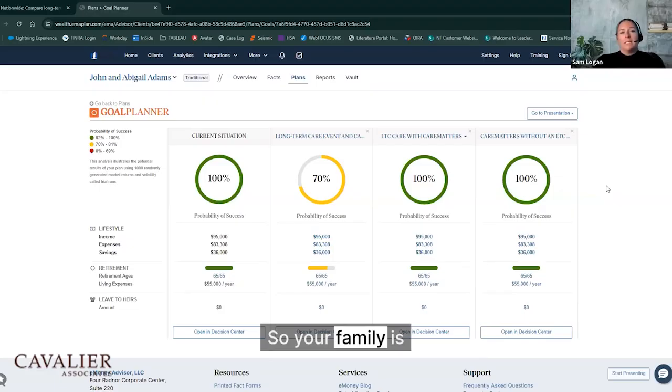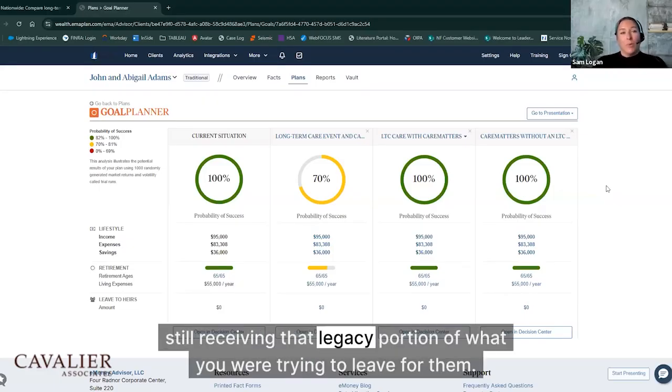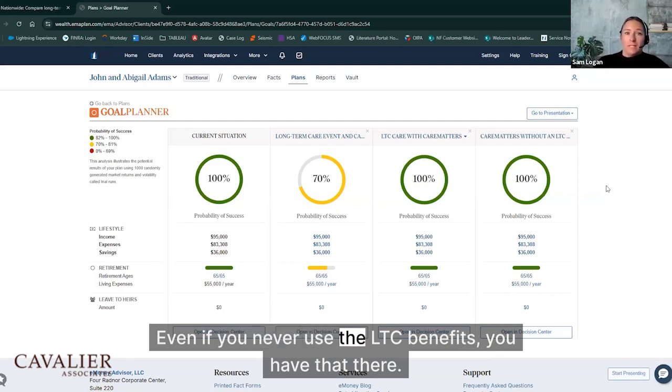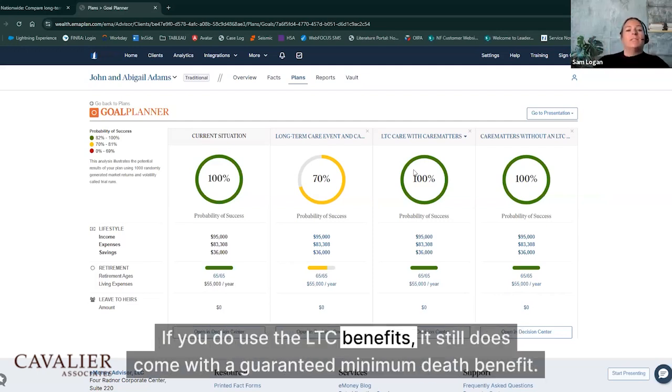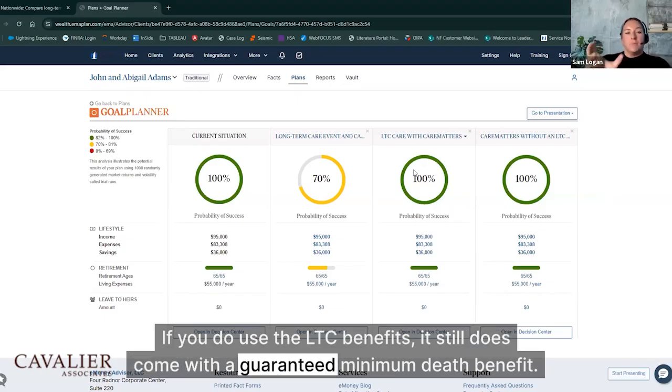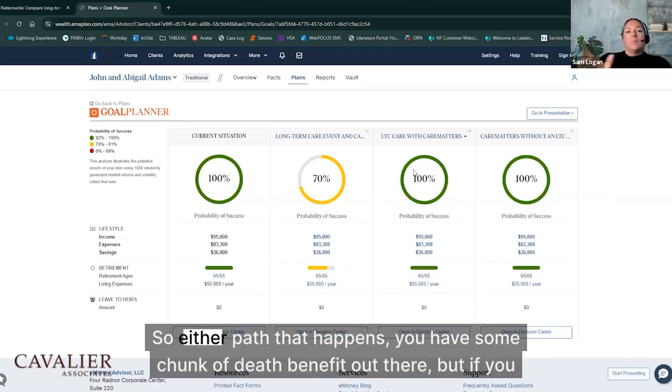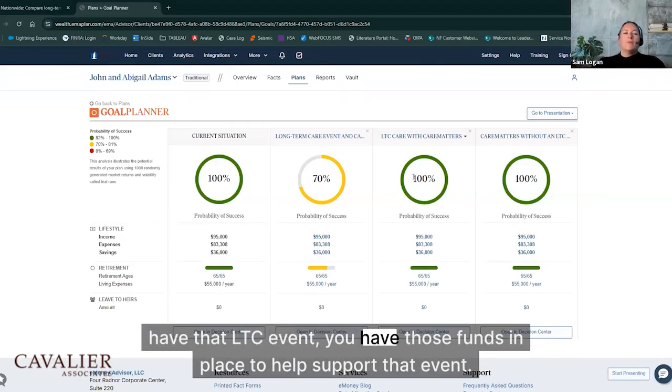So your family is still receiving that legacy portion of what you were trying to leave for them. Even if you never use the LTC benefits, you have that there. If you do use the LTC benefits, it still does come with a guaranteed minimum death benefit. So either path that happens, you have some chunk of death benefit out there, but if you have that LTC event, you have those funds in place to help support that event.